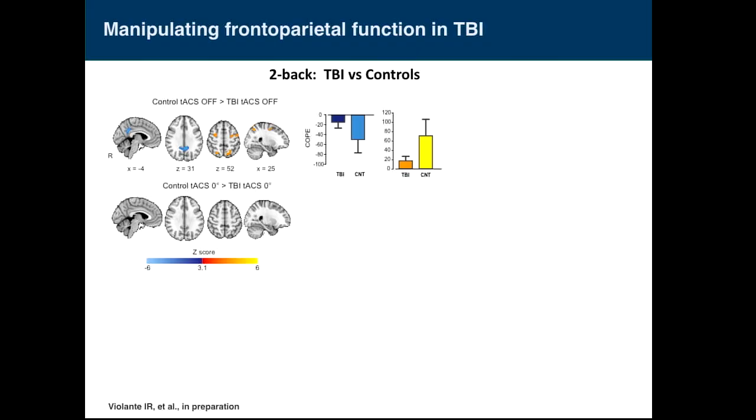The next step was to look at whether, okay, we see this increase in frontoparietal activity in patients with TBI, what happens compared to controls? And what we see is that during the sham condition, so when stimulation is off, as we expected, patients have a decrease in activity in the frontoparietal network. And this has been reported before. The areas, the blobs in orange, are regions where controls are activating more than patients with TBI.